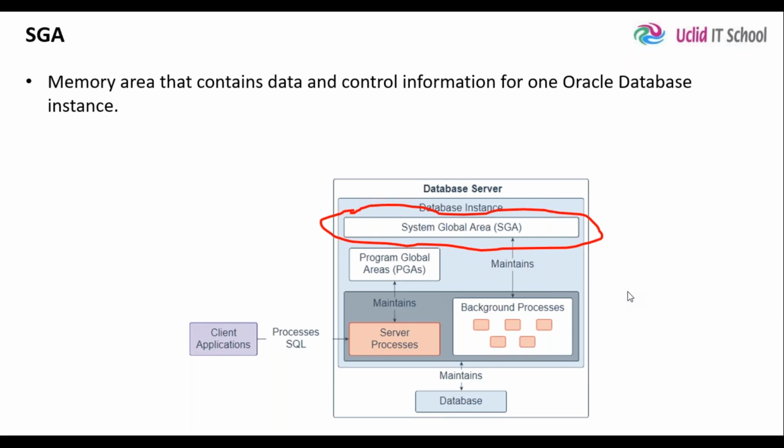Tomorrow I can increase it to 2 GB. Later I can decrease it to 1 GB. So that way SGA is configurable memory. Anytime the DBA can increase or decrease the size of the SGA depending on the requirements. As more and more users access the database, and as more and more queries are executed on the database, you might need to increase the size of the SGA. That is possible.